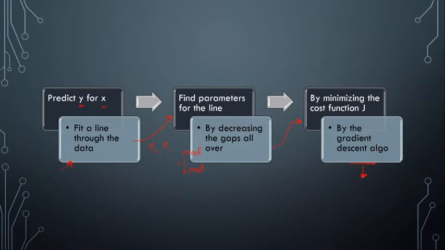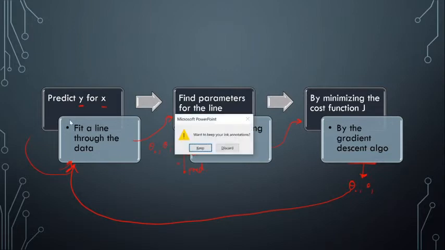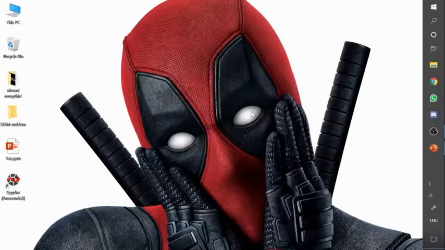From this we get the correct values of theta naught and theta 1, and then we fit them in the line, and by this line we have our value of y for every x. All right, so I'm just going to discard all this, and we're now going to go up to the coding part.